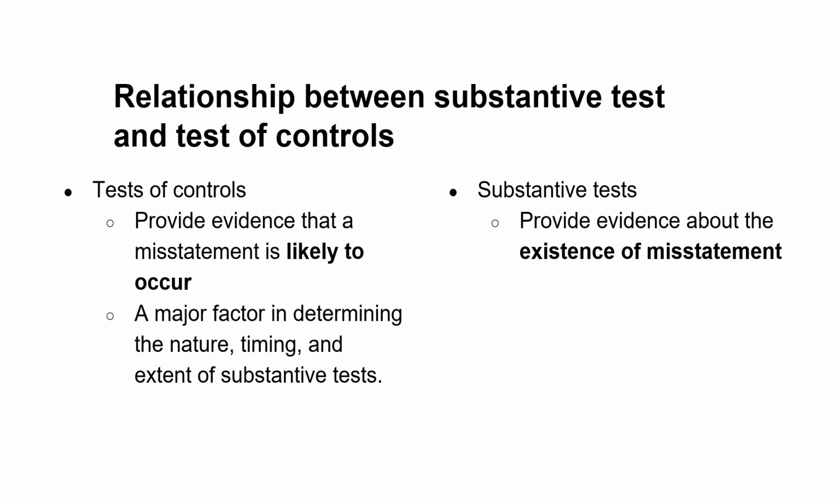Now, I know that you already know the difference between tests of controls and substantive tests, whereby if the tests of controls reveal that the internal controls are reliable, then we will perform fewer substantive tests. But what I would like for you to reflect on right now is that tests of controls only provide evidence that a misstatement is likely to occur. Meaning, tests of controls show you the red flags, the likely misstatement that could occur. It does not give you direct evidence about the actual misstatement.